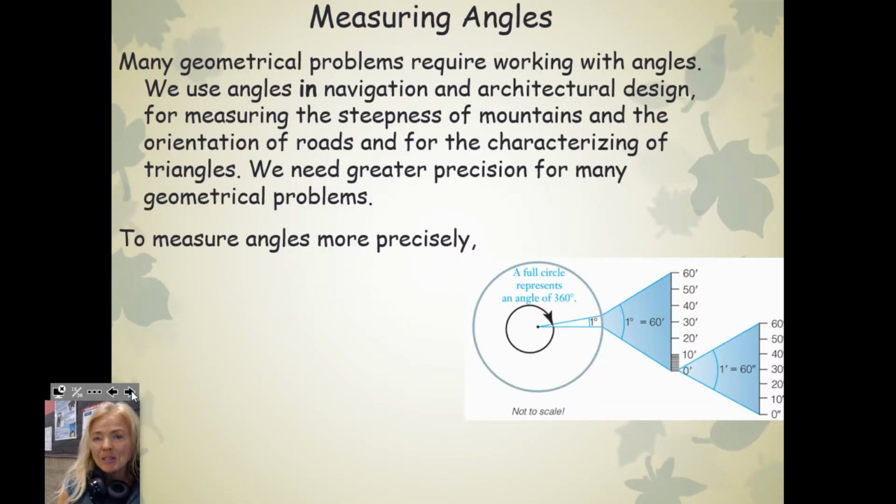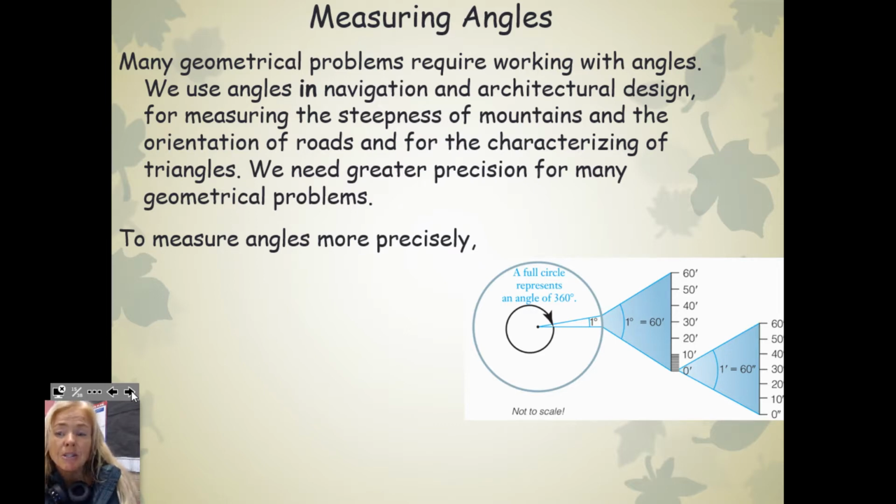All right, first thing we're going to talk about is measuring angles. As we know, our Earth is a circle. Well, it's a sphere. Because it's a sphere, we're having to deal with angles a lot, and we will be working with angles in our navigation and architectural design. Everything that we measure on our Earth has to be in a circle or in degrees because we're moving around the edge of the Earth, or the circumference of the Earth. So if we're measuring the steepness of mountains, the orientation of roads, and characterizing triangles, we're dealing with angles all the time.